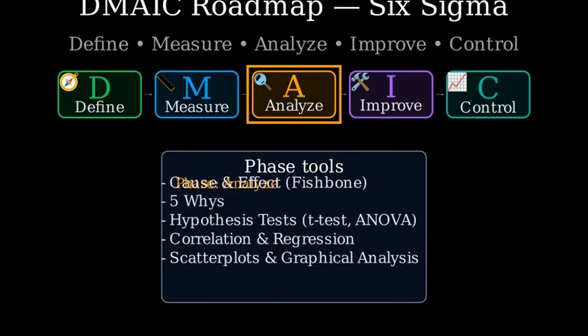In Analyze, we identify root causes of the problem using data and logical analysis. Typical tools include the cause and effect Fishbone, the 5 whys, hypothesis testing, correlation and regression, and graphical analysis.